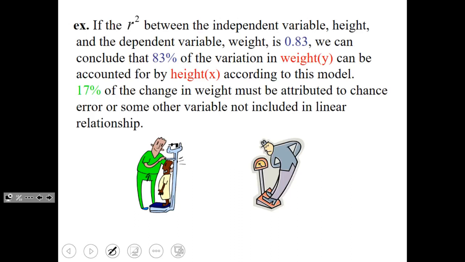Alternatively, I can also say 17% of the change in weight has to be attributed to chance. Maybe I made some errors in measurement. Maybe there's some sampling bias, interviewer error, all types of things. Chance or error, or some other variable not included in the linear relationship we've developed here.